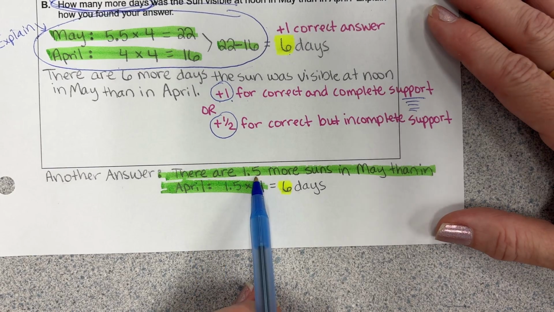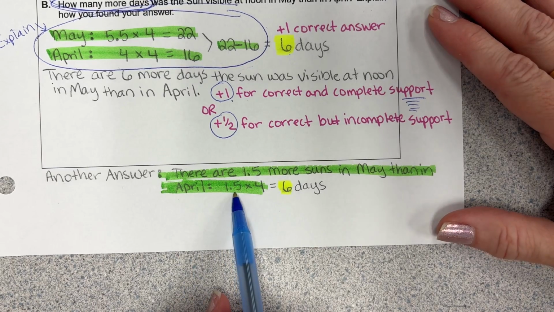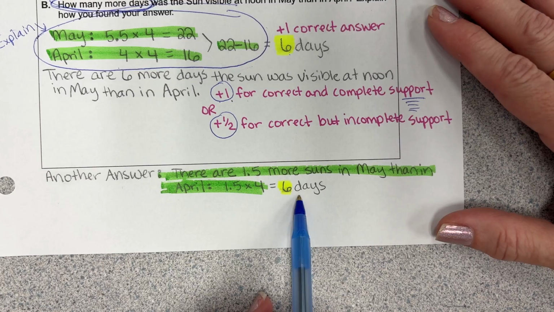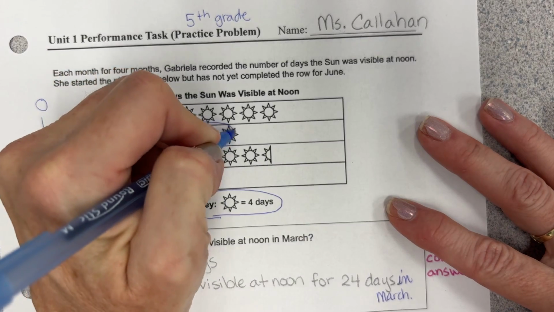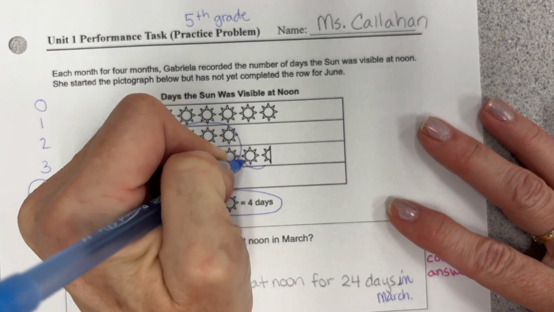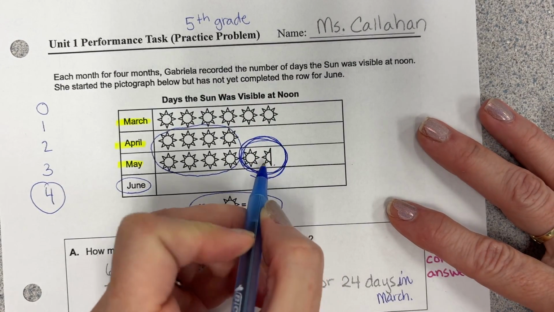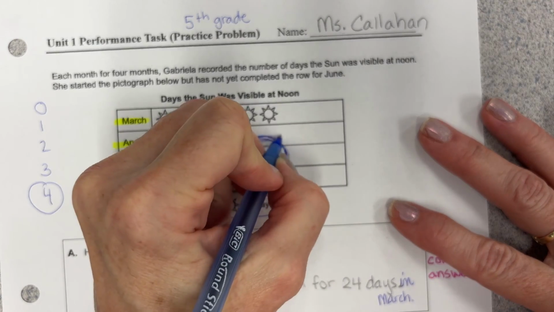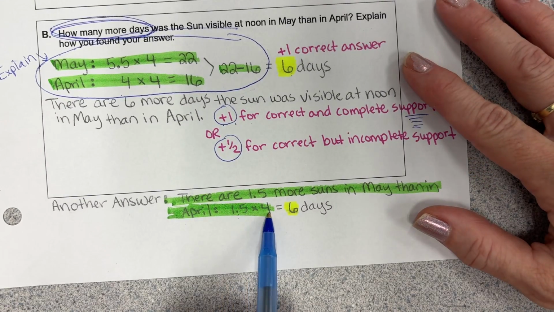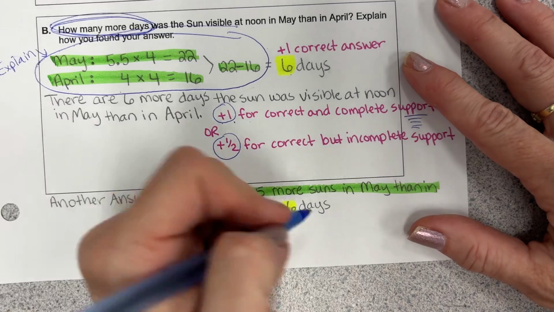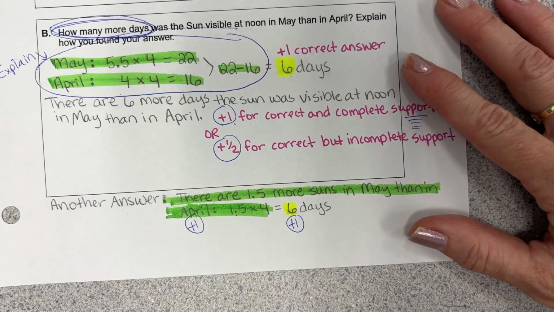Since there are 1.5 more suns in May than in April, you could take 1.5 suns times 4 and get your 6 days that way. In other words, if you come up here, you see how April and May line up all the way to here, but then these are your extras in the month of May. So that's your 1.5. These are your mores. So if you take 1.5 suns times 4 days per sun, you're going to get the 6 days. And that would be 1 point for the answer and 1 point for the support. So you can get your 2 points that way.